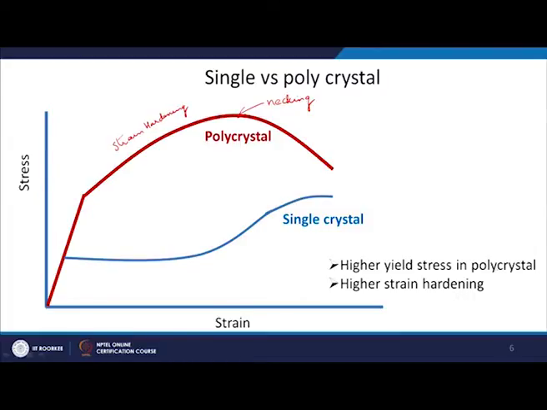As compared to a single crystal, you get more strain hardening in polycrystal, and at the same time the yield stress is also higher in case of polycrystalline material. The reason is that because of grains, when you take a single crystal, there is no constraint on the crystal from the surroundings. There is only one constraint on the single crystal, the way you are deforming.